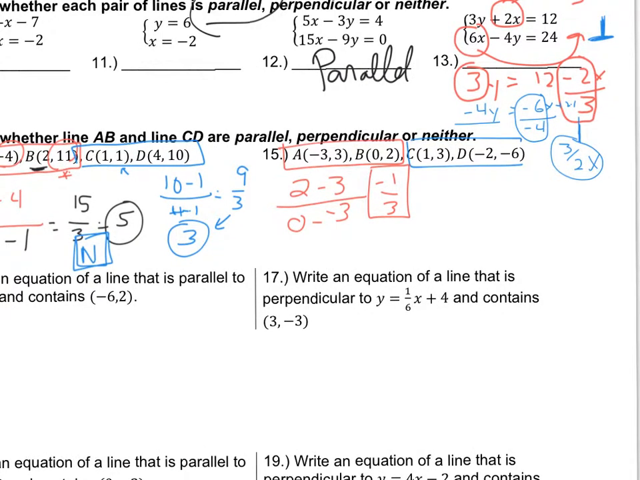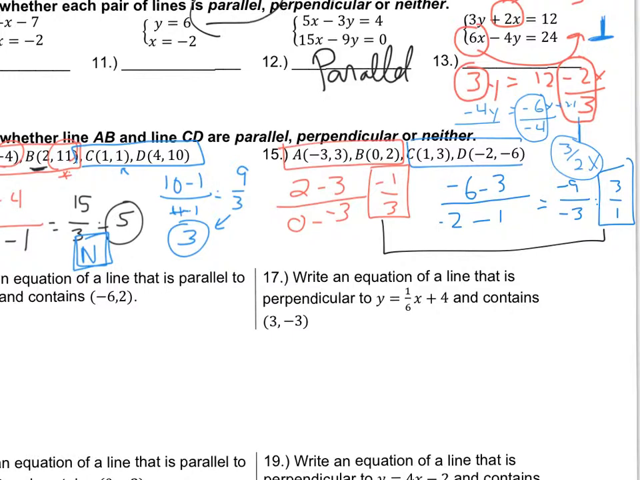Slide this a bit, come over here. And here I have negative 6 take away 3 on top. Those are the y values. And then I subtract down below a negative 2 take away 1. So when I'm subtracting here, up above I get negative 9. Down below I get a negative 3. And in lowest terms, this will be 3 over 1. Put a box around that. And then I come back and I compare these two numbers. Notice they are opposite reciprocals of one another. That would indicate a perpendicular situation.